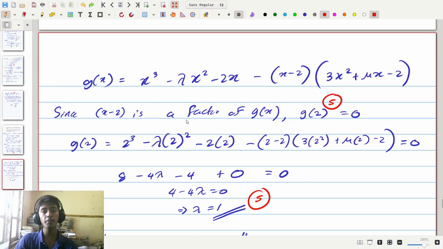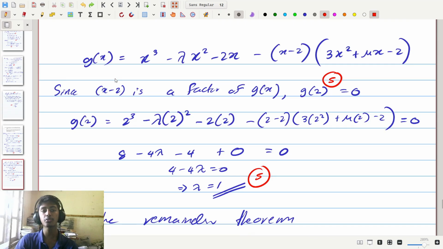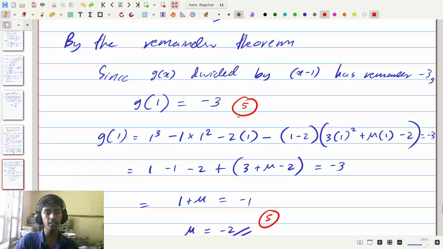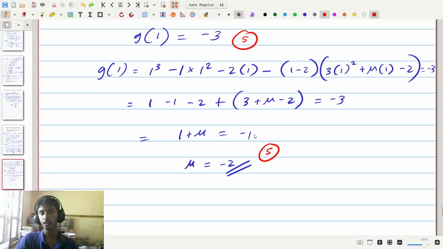After which, when you get to this point and you start thinking about g of x, when you realize that the factor theorem is going to mean that g of 2 is equal to 0 and all of this, you're going to get 5 marks. When you then use that by substitution to find that lambda is equal to 1, you're going to get 5 marks. Similarly, for the remainder theorem, when you establish that g of 1 is going to be equal to -1, you're going to get 5 marks. Afterwards, when you find mu to be equal to -2, you're going to get another 5 marks.